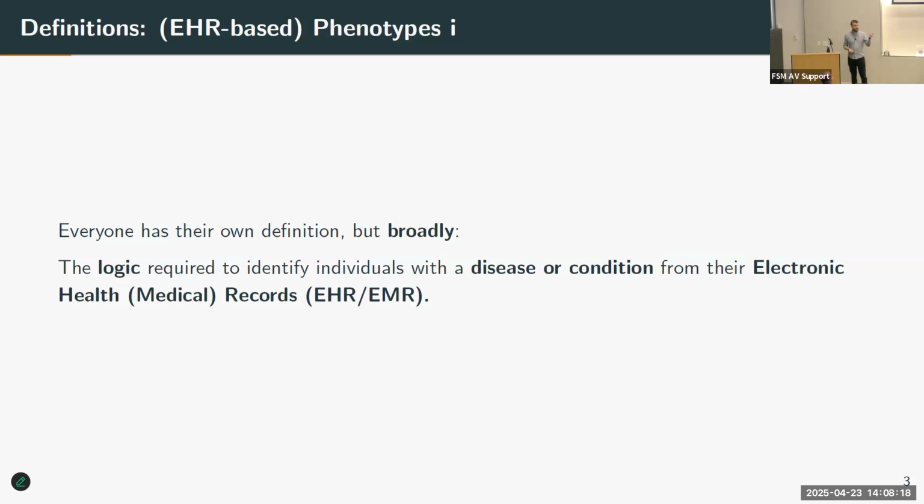And I add the condition bit on the end intentionally because we're not just looking at diseases. We can have phenotypes for things like, at least in our UK libraries, things like homelessness. So there's a really broad kind of definition, so to speak, for what's covered, what we're actually trying to automatically identify.